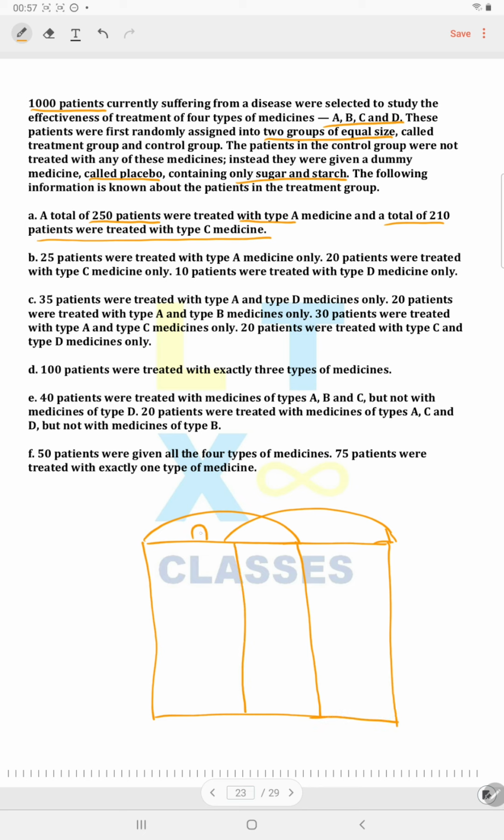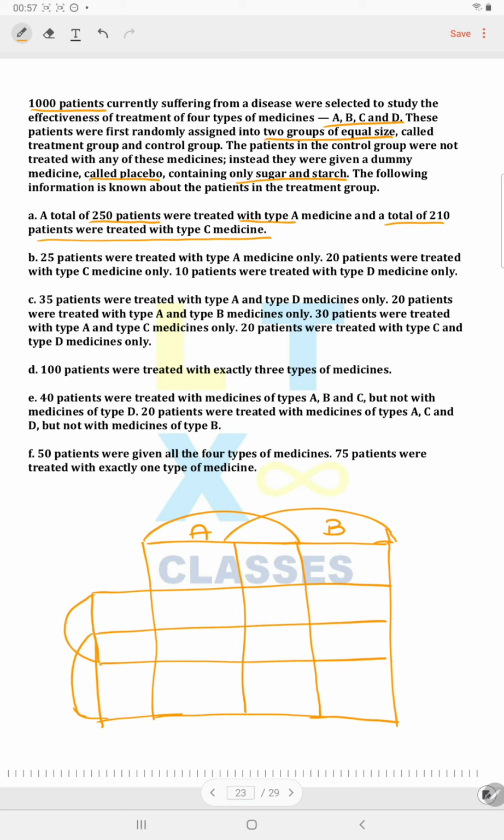So if I say this is set A and this is set B, similarly there are 2 more medicines. So if I call this set C and this is D, based on the overlapping area you can determine what each of these cells represents. Like for example, this represents only A, this represents A and B, this one B.